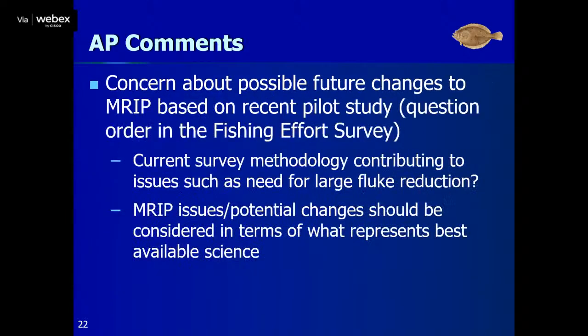Also some concern was expressed about the possible future changes to MRIP based on that recent pilot study, as we discussed in August, based on the order of questions in the fishing effort survey and the need to conduct additional evaluation based on the results of that pilot study. This advisor stated that the current survey methodology might be contributing to issues like these large reductions needed, and essentially said that we are understanding now that the current data is flawed and that should be considered in terms of what represents the best available science.